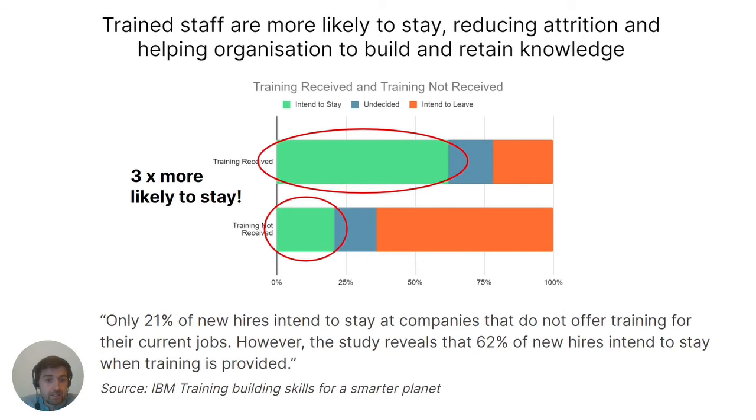Trained staff are more likely to stay, reducing attrition and helping organisations to build and retain knowledge. So it not only improves outcomes, it also improves the likelihood that staff are going to stay in your team. Only 21% of new hires intend to stay at companies that do not offer training for their current jobs. However, the study reveals that 62%, almost 3 times more new hires, intend to stay when suitable training is provided. A huge increase that really shows how providing training helps organisations to keep the skills and knowledge within their organisation.